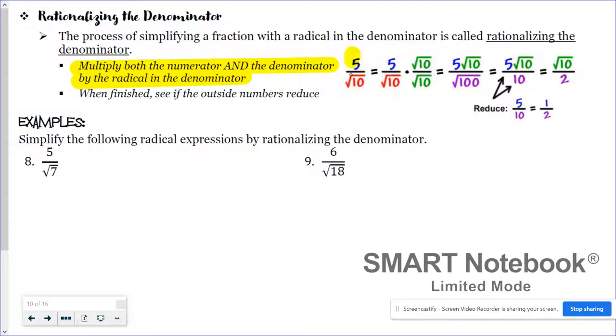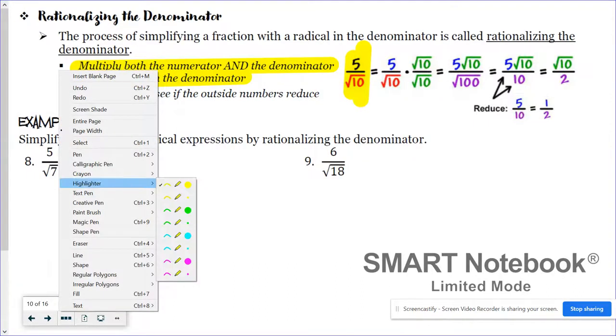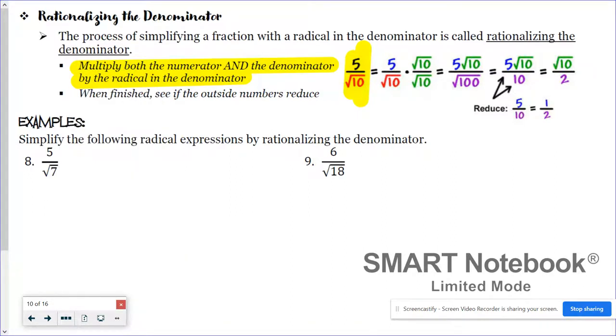So here we're working with 5 over the square root of 10. Using the process of rationalizing the denominator, I'm going to multiply the top by the square root of 10 and the bottom by the square root of 10. On top, because I have an insider and an outsider, they don't mix, I simply get 5 root 10. On the bottom, the square root of 10 times the square root of 10 is 100, and the square root of 100 is 10. So now I have 5 root 10 over 10.